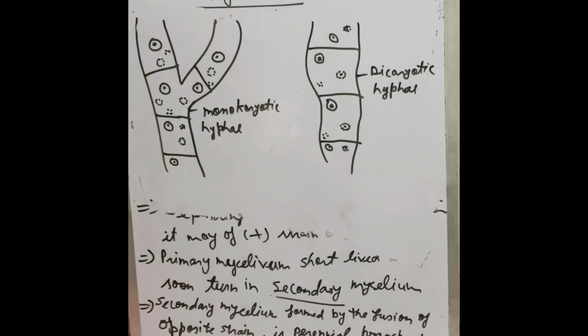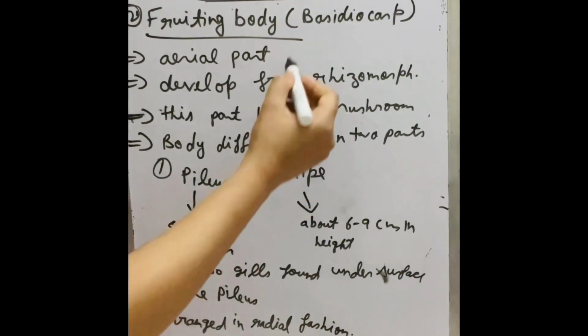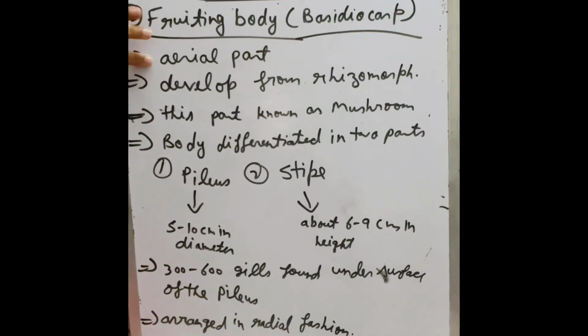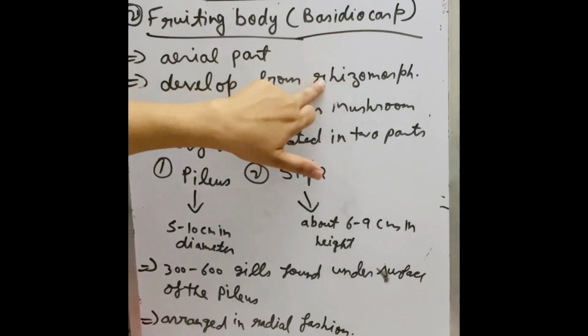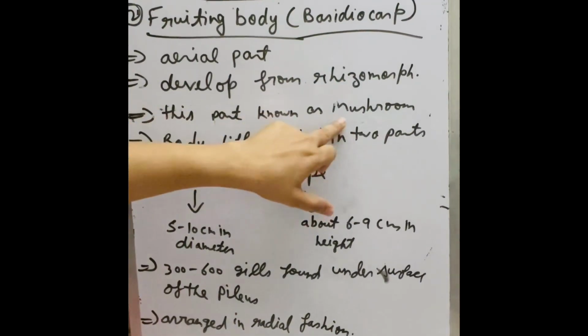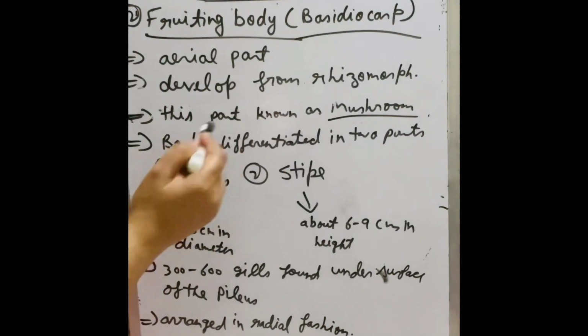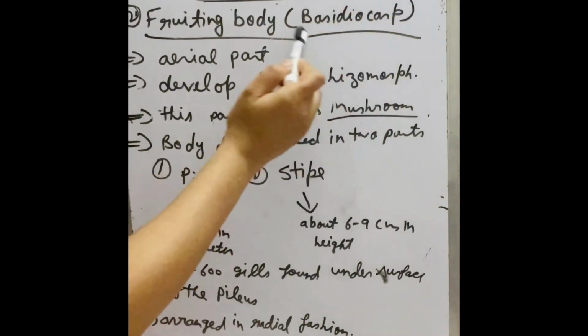And the next one is basidiocarp. Number 2 is the fruiting body, which is basidiocarp. The basidiocarp, or fruiting body, is mainly the aerial part of Agaricus, which develops from the rhizomorph. The rhizomorph develops from the secondary mycelium, and this part is commonly known as the mushroom. We are talking about the fruiting body and basidiocarp.